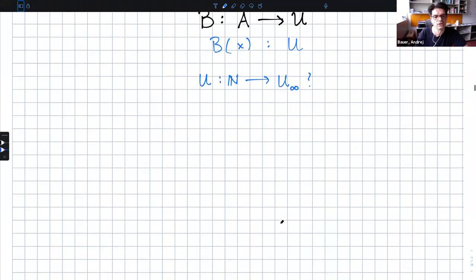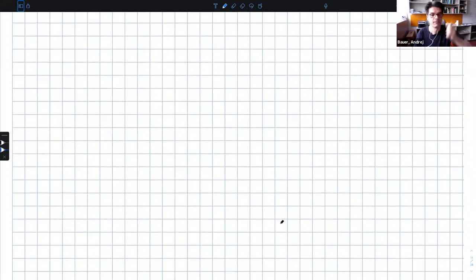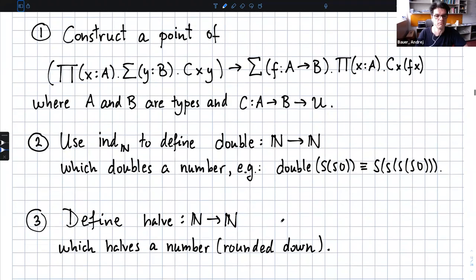So now I'm over time. But we have some exercises here. But luckily, these exercises are not very crucial. So let's see what.